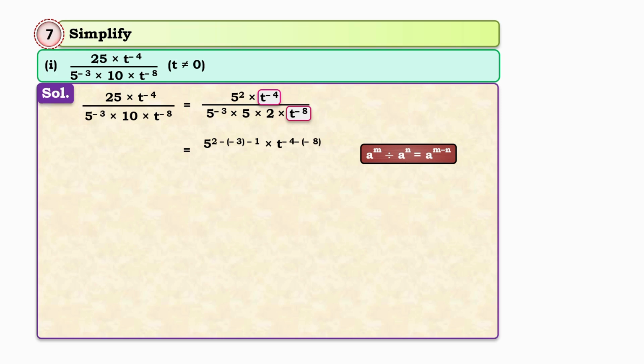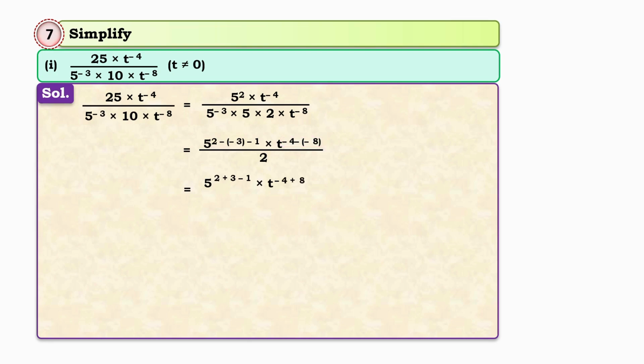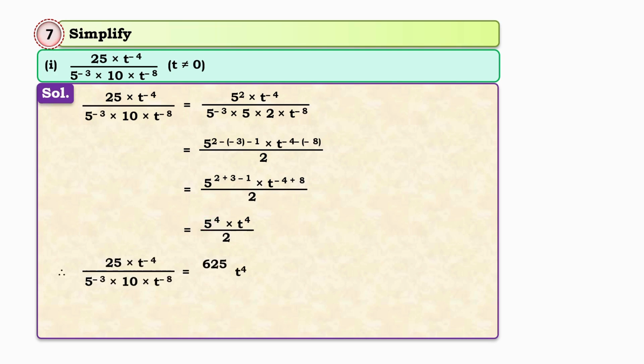First we are going to simplify the t1. So we are going to apply the law in the base t and also with base 5. Now we are going to simplify it, which becomes 5 to the power 4 into t to the power 4 by 2. So it becomes 5 to the power 4 is 625 into t to the power 4 by 2. So this is the final answer.